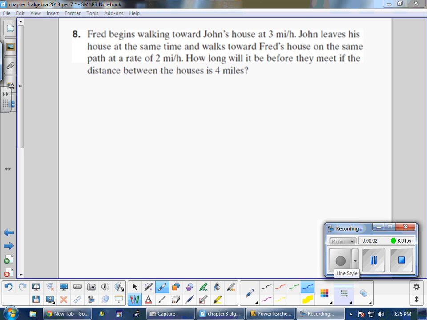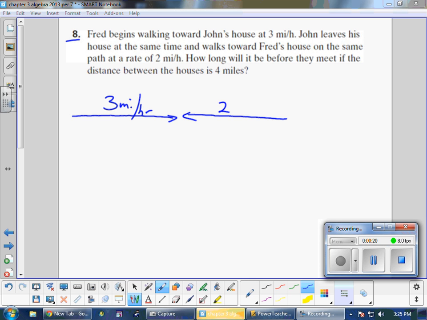Okay, this is question 8 on page 287. Fred begins walking towards John's house at 3 miles per hour, and John leaves his house at the same time and walks towards Fred on the same path at 2 miles per hour. How long will it be before they meet if the distance between them is 4 miles?